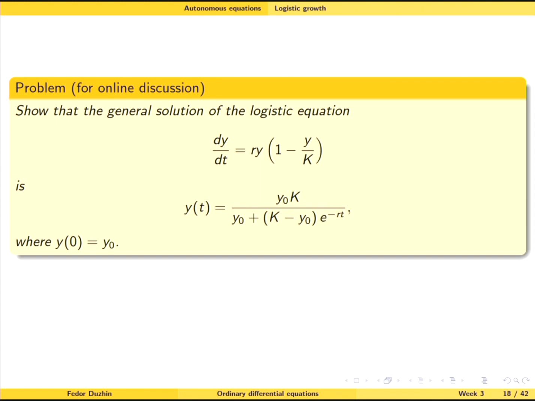Here is a little problem for you. I suggest that you try to solve it and post your solutions as comments to this video on YouTube, and I will look at them and tell you if it's correct or not. Show that the general solution of the logistic equation is like this.